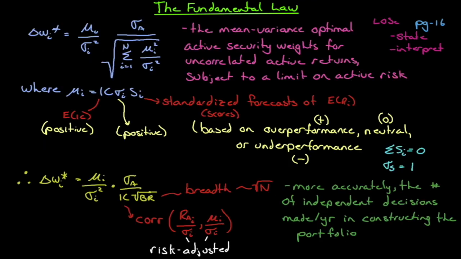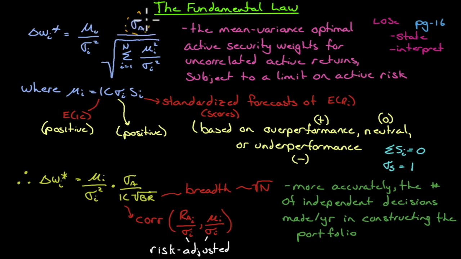All right, so our goal is to figure out what the optimal weights are that we would assign to each of the individual assets. How do we figure out what those optimal weights are? And it turns out it's this big ugly thing that we're looking at here. And this notation here with the star, every time we see a star, it means it's based on optimal weights. It's the mean variance optimal active security weights for uncorrelated active returns subject to a limit on active risk.